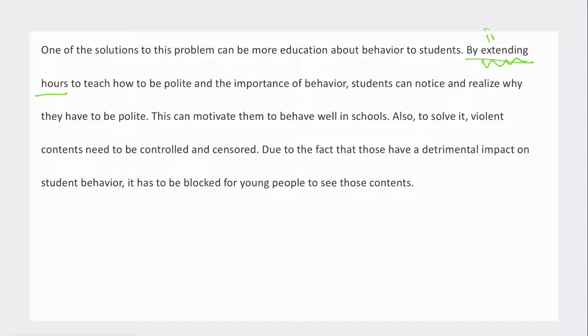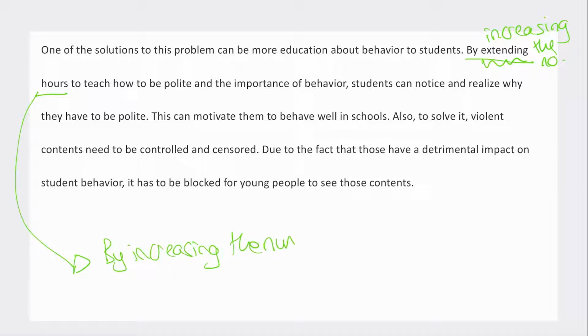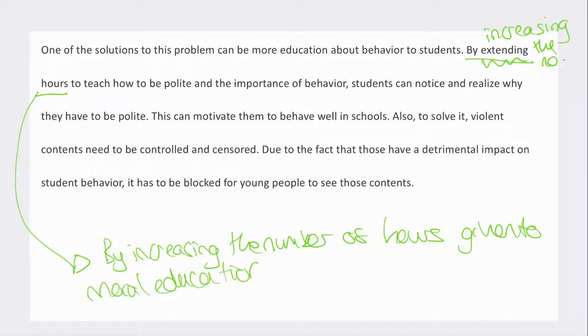So maybe you want to say by increasing the number of hours given to moral education within the curriculum. Okay, students can notice and realize why they have to be polite. So I think that would be a better way of phrasing it. This can motivate them to behave well in schools.